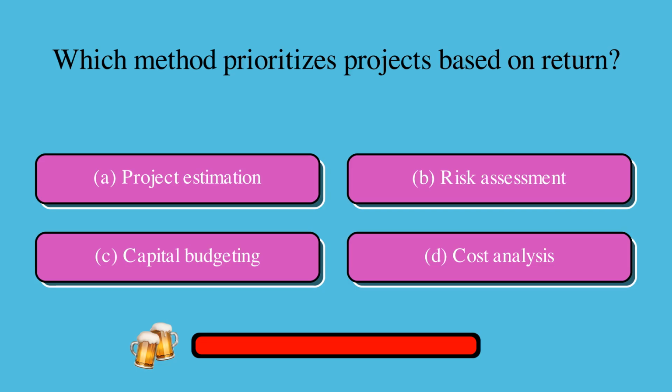Which method prioritizes projects based on return? Is it A, project estimation, B, risk assessment, C, capital budgeting, or D, cost analysis? The correct answer is C, capital budgeting.